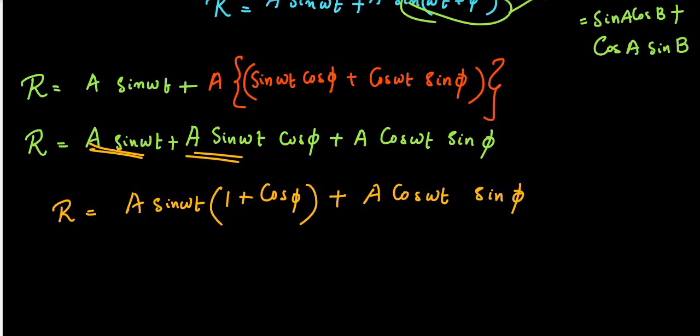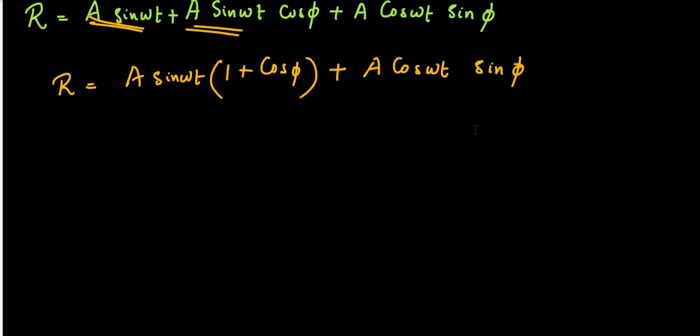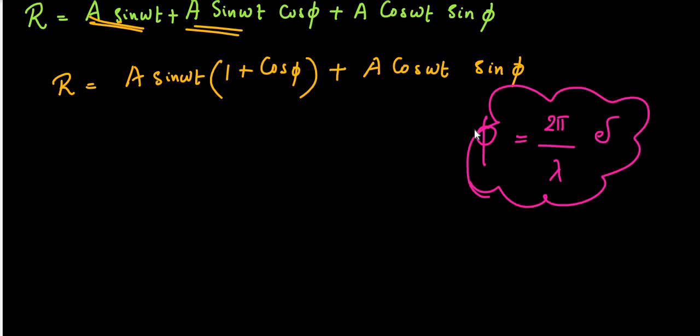Now let's substitute something, which is a familiar equation. In the previous classes I already mentioned there is a relation between the phase difference phi and the path difference delta, given by phi is equal to 2 pi by lambda into delta. That is the equation connecting the phase difference and path difference. I am going to substitute for phi in both the terms.